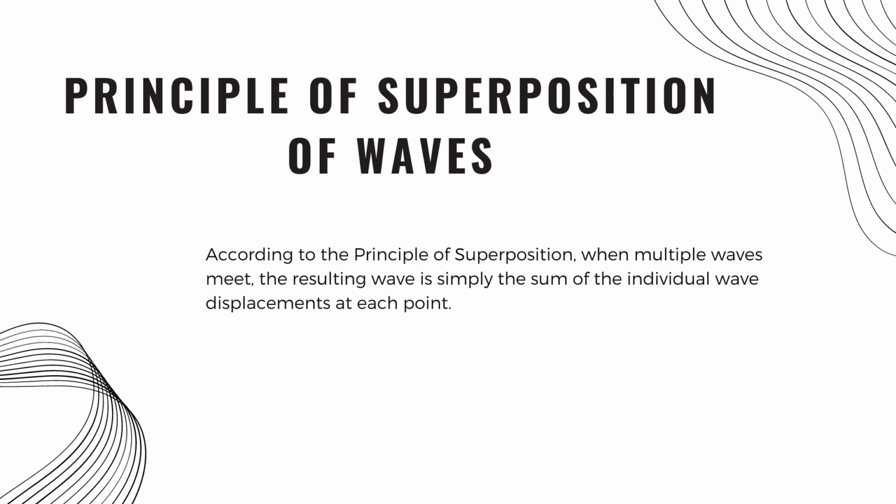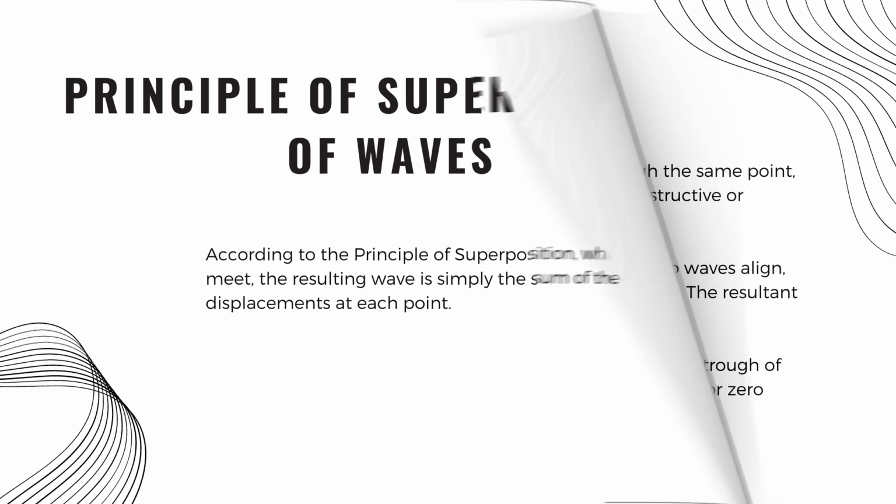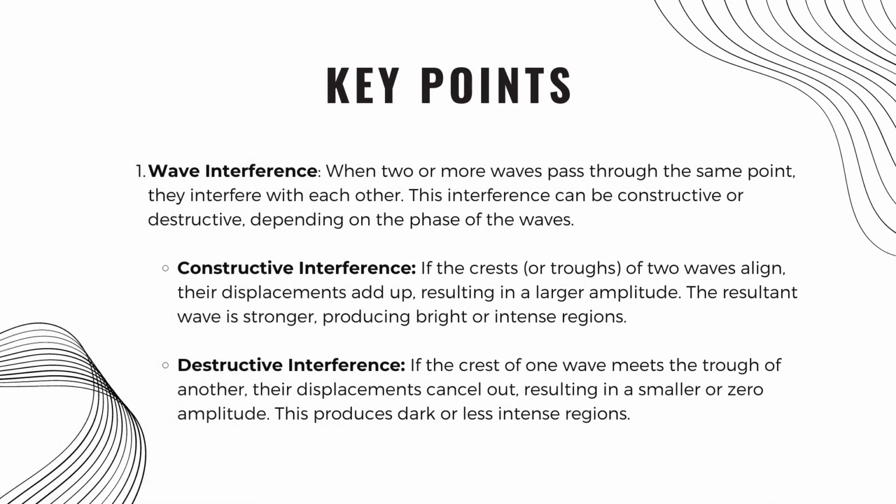Principle of superposition of waves. According to this principle, when multiple waves meet, the resulting wave is simply the sum of the individual wave displacements at each point. Key points. Wave interference: when two or more waves pass through the same point, they interfere with each other.